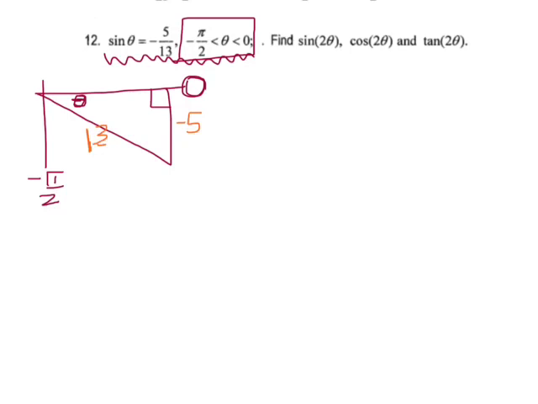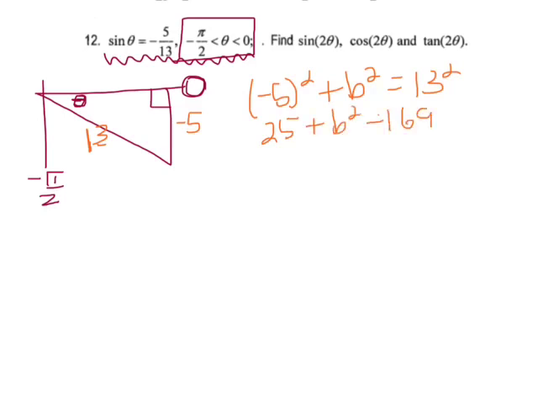Using the Pythagorean theorem, we can find that final side. Although this to me looks like one of those nice Pythagorean triple triangles. But let's just find out. 25 plus b squared is equal to 169. Subtract the 25. So b squared is 144. Take the square root of both sides. So we get that that missing side length is 12.